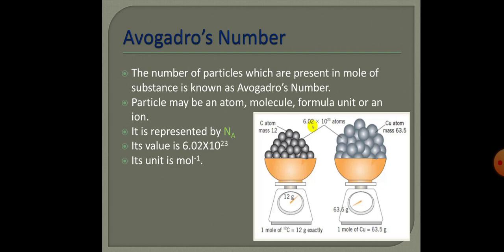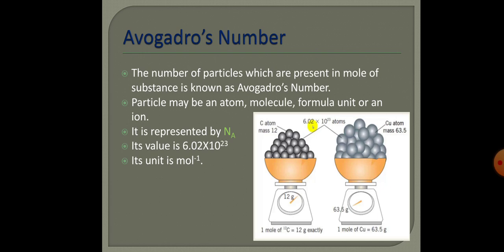So in order to calculate the total number of particles which are present in 1 mole of a substance, Avogadro, a scientist, hypothetically assigned an imaginary number. This number is known as Avogadro's number because we cannot calculate the number of particles. That's why he assigned this constant value in order to make calculations possible.